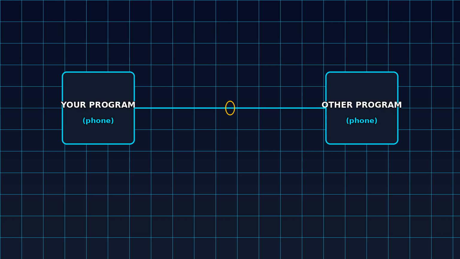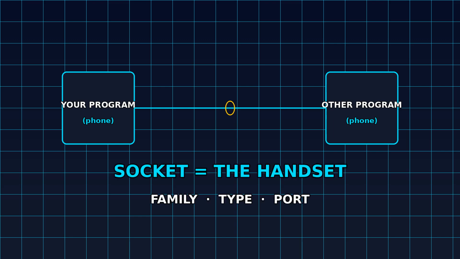A socket is the endpoint of a two-way communication link between two programs. Think of a phone line. Your program is the phone. The socket is the handset, the thing that actually opens the line, dials, and carries your voice. The network stack underneath it is the telephone company, and you never need to see how it routes your call. You just need to know 3 numbers to make it work: the family, the type, and the port.